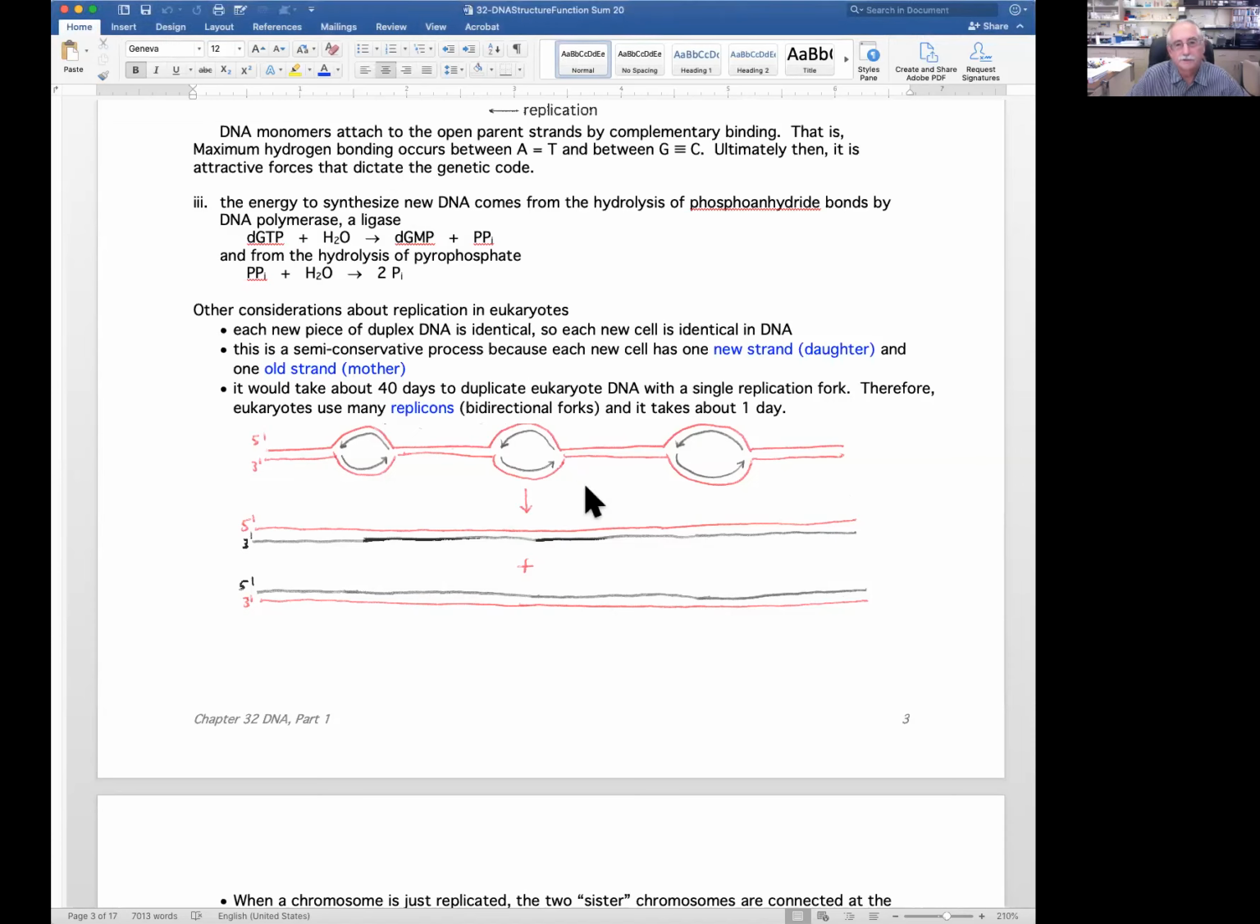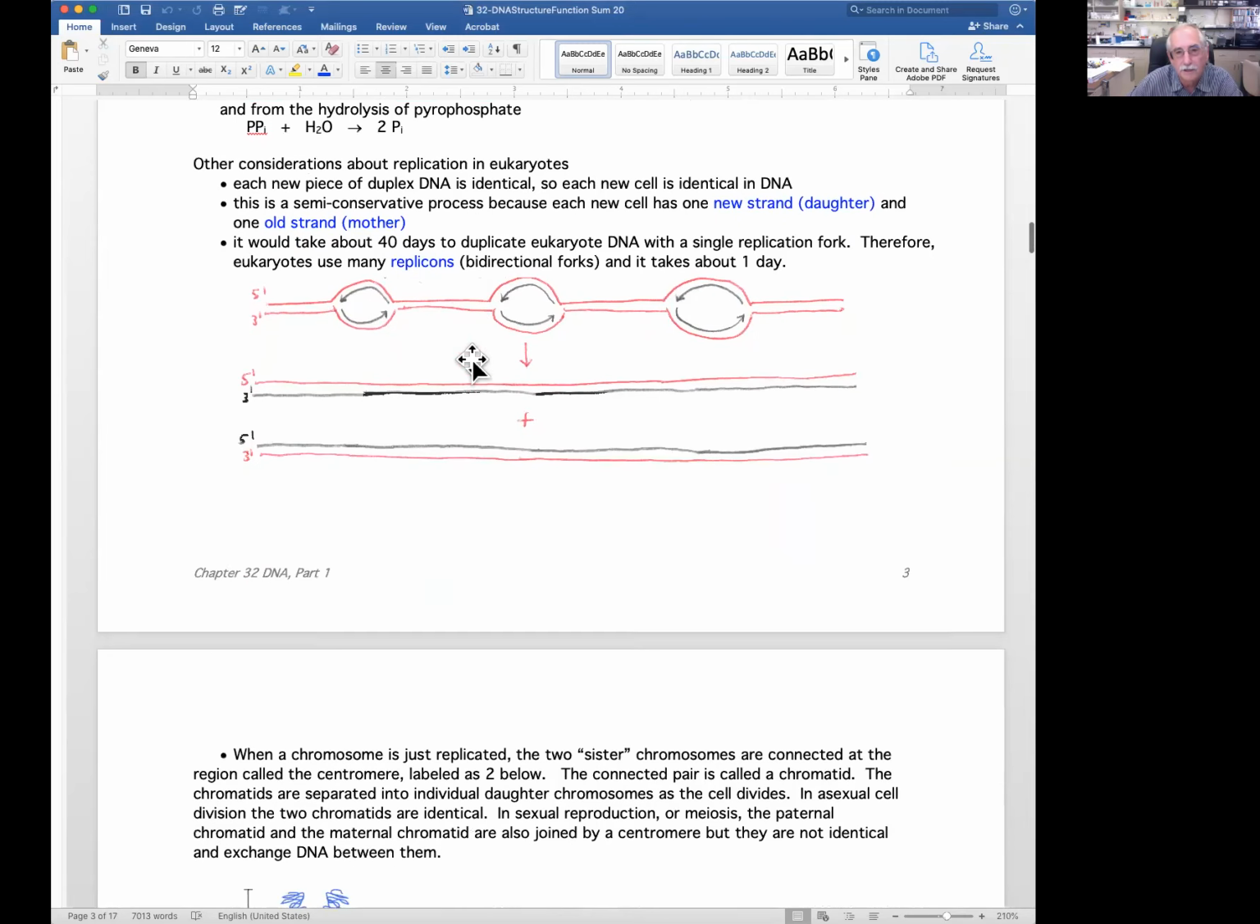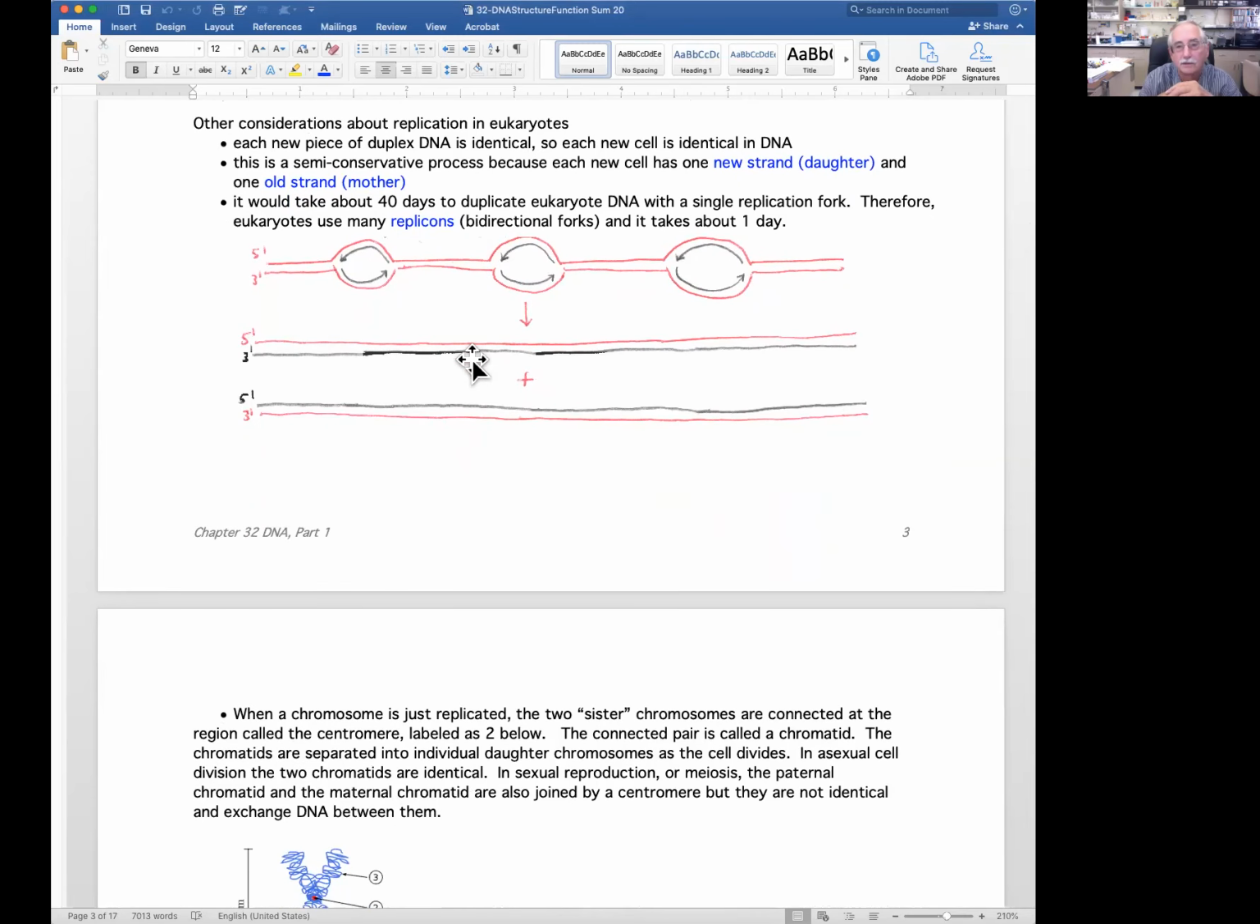So in eukaryotes, here's some other pieces of information. Each new piece of DNA duplex is identical. It's called semi-conservative because there's one new strand and one old strand in each cell. And they estimate that it would take about 40 days to duplicate eukaryote DNA with a single replication fork. So eukaryotes have multiple replication forks. They're called replicons. They're bidirectional, and it takes about a day.